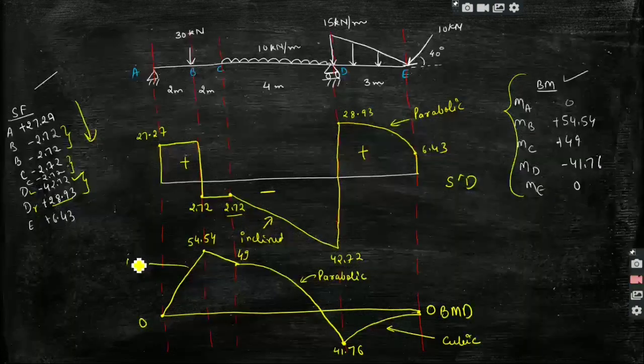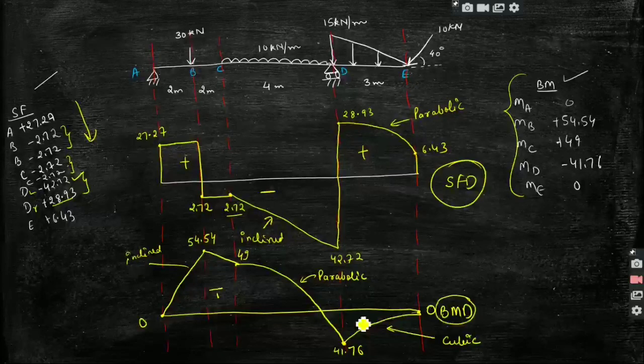Always use a scale for inclined and straight lines and use freehand for parabolic curves. So this is the bending moment diagram and the shear force diagram for this beam. Okay, these are positive and these are negative values.